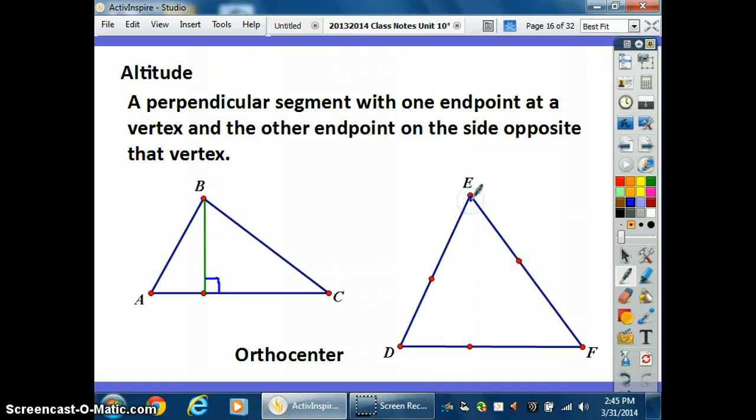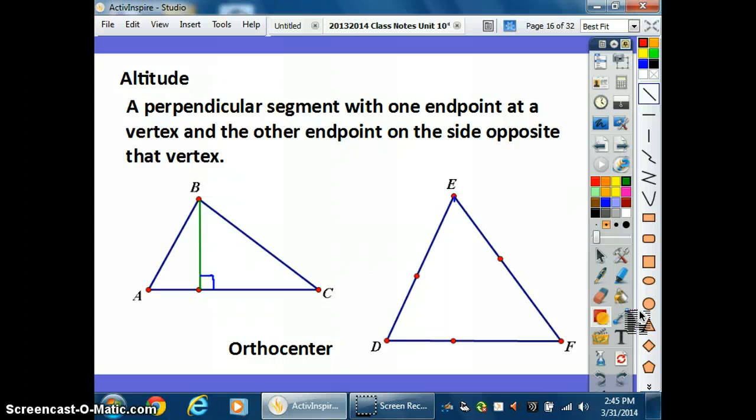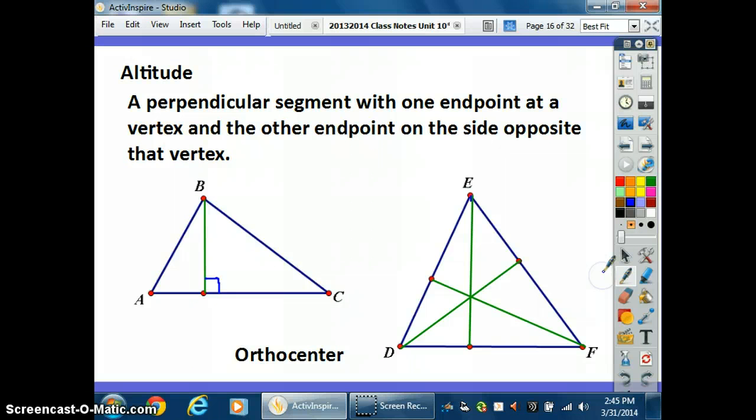E goes across. And then F would go here. And D would go across over here. And see how they are, we call this concurrent. That spot where they cross is called the orthocenter, like the other one was called a centroid for the medians. Okay, let's go on.